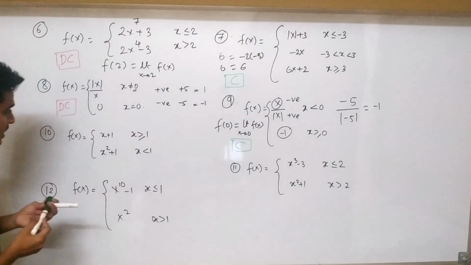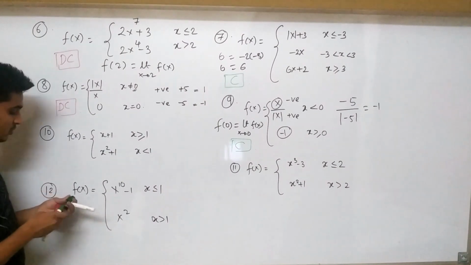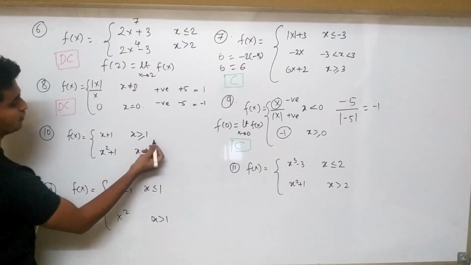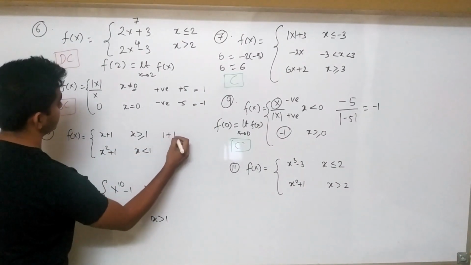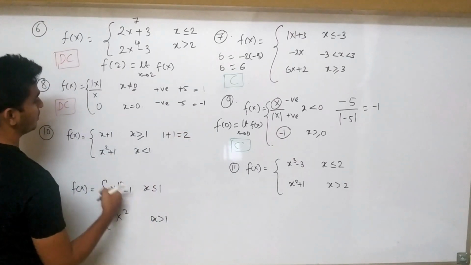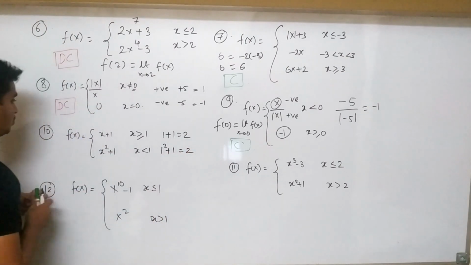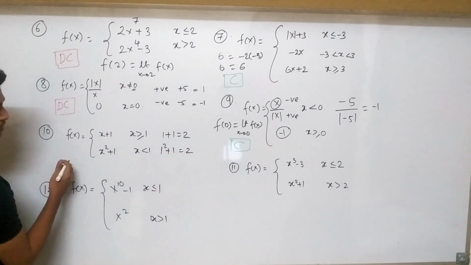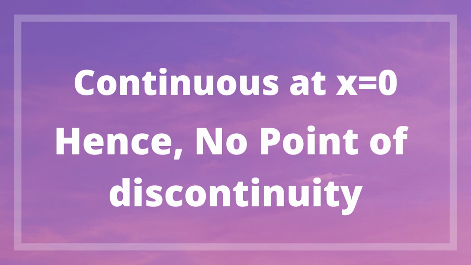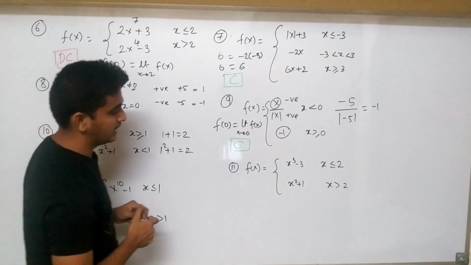So we can say that this function is continuous. Now we'll check the 10th problem. The 10th problem is very easy. You just have to plug in 1 over here. So 1 plus 1 is equal to 2. And when you plug in 1 over here again, what do you have? 1 square plus 1, which is again 2. I don't think this question should be in the textbook also. It is that easy. Now we'll check the 11th problem.